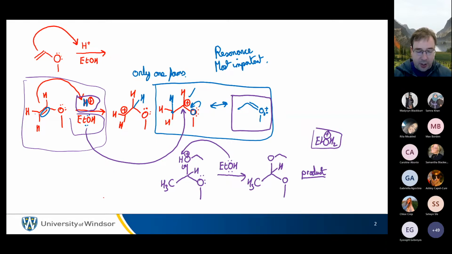The double bond is reacting with H plus. Then we generate a carbocation. Our next step is we attack the carbocation, dealing with the charge. Our next step is we remove the charge by dealing with ethanol. So in each case, we're resolving the charge. We're really focusing on the charge, and that's always the case.